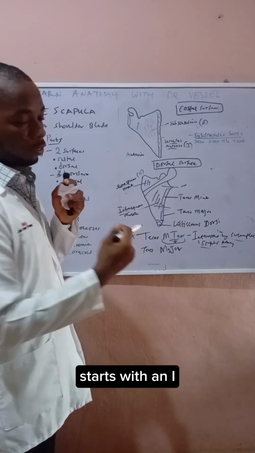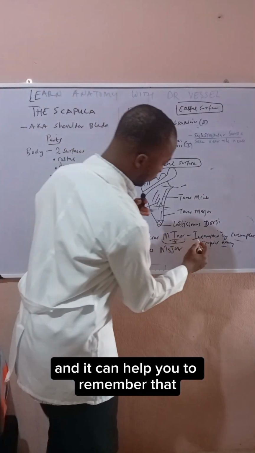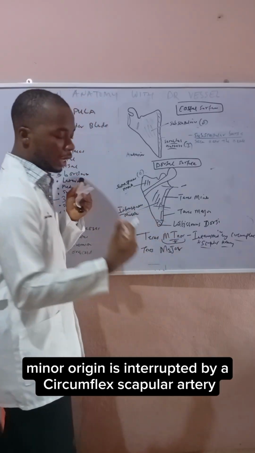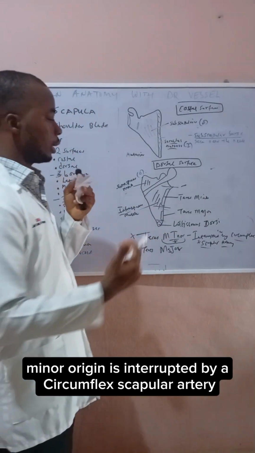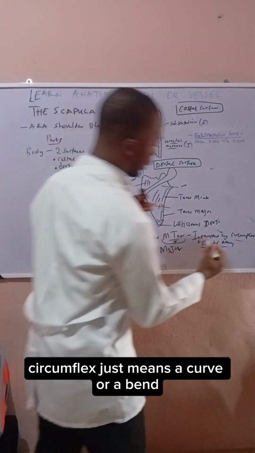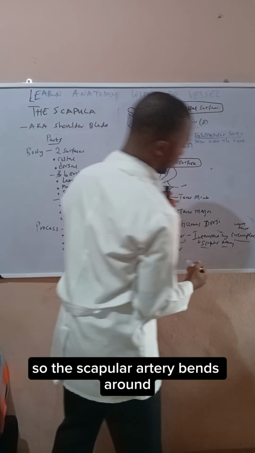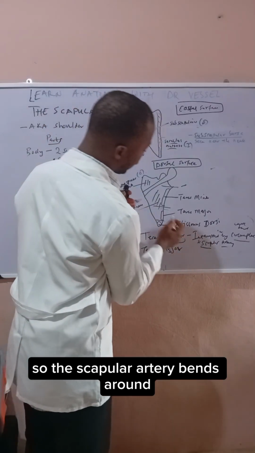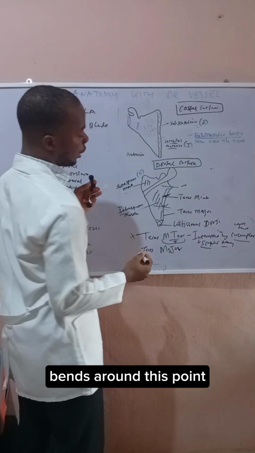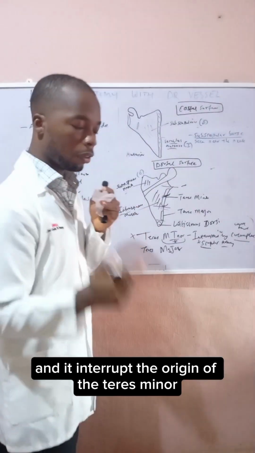The first letter of interrupted is an I, and it can help you to remember that the teres minor origin is interrupted by the circumflex scapular artery. Circumflex just means a curve or a bend. So the scapular artery bends around this point, and it interrupts the origin of the teres minor.